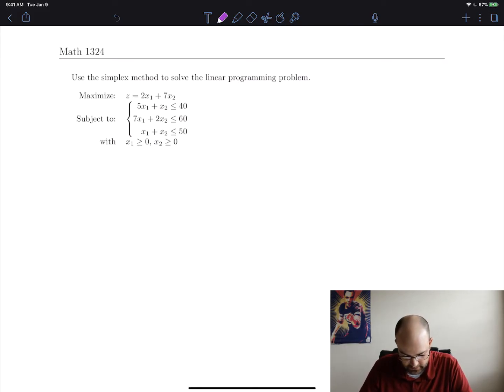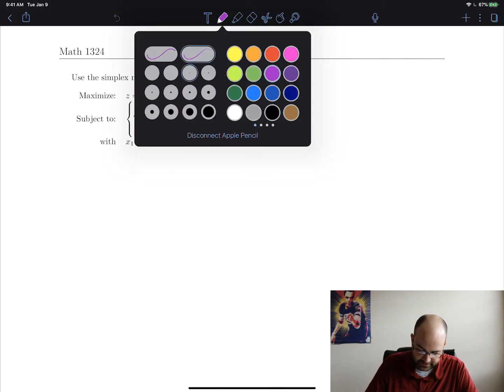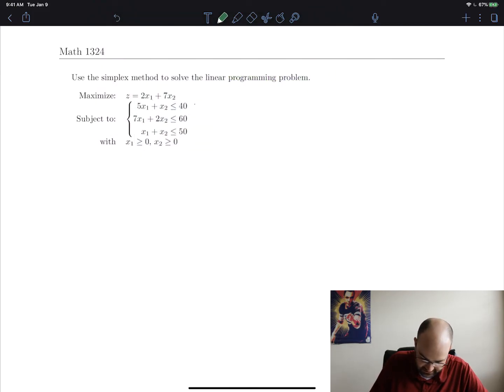Anyway, for this example, we want to use the simplex method to solve the linear programming problem. We're going to maximize that objective, subject to some constraints, with x1 and x2 both being greater than or equal to 0. By now, I think you understand the process. So the first thing we're going to do is realize that this is going to give us an S1, this will give us an S2, this will give us an S3.